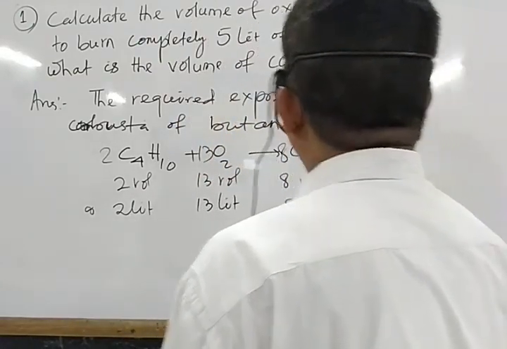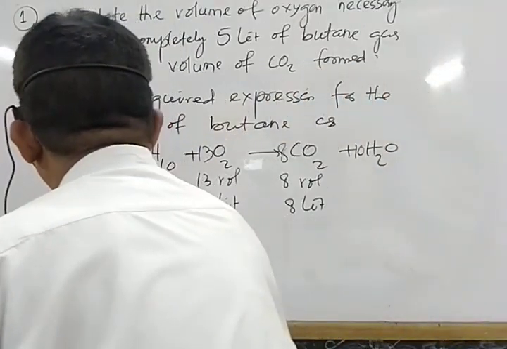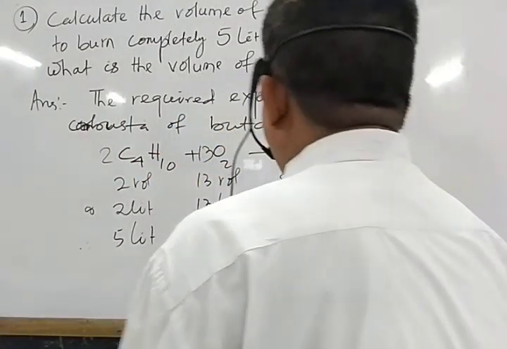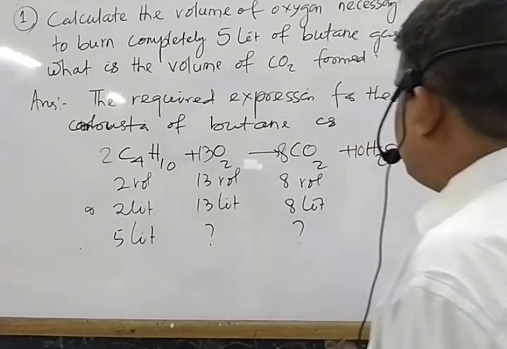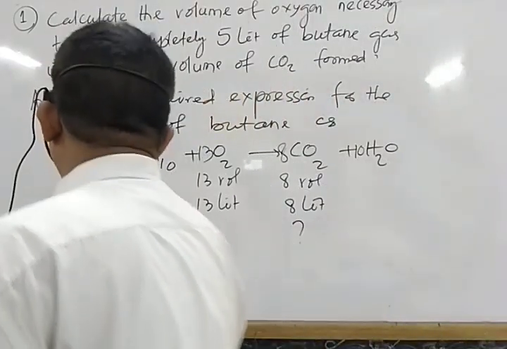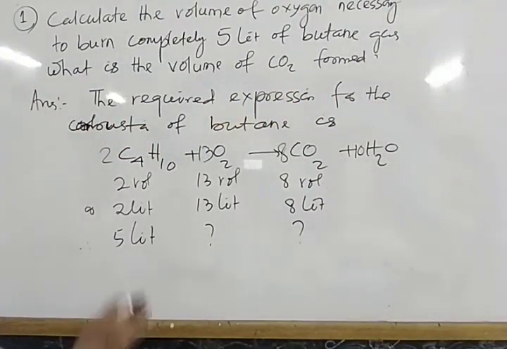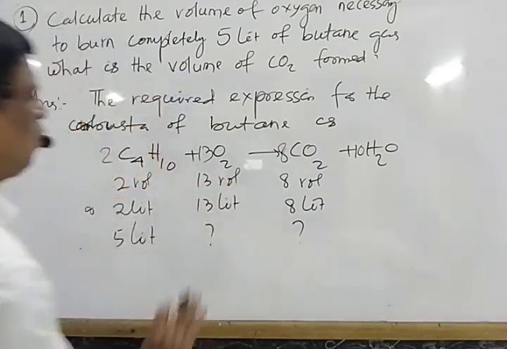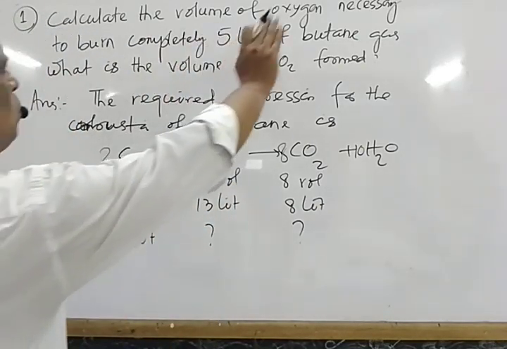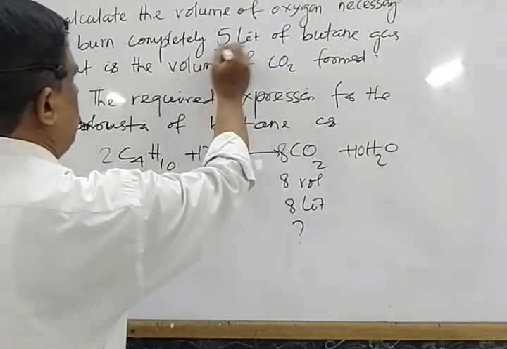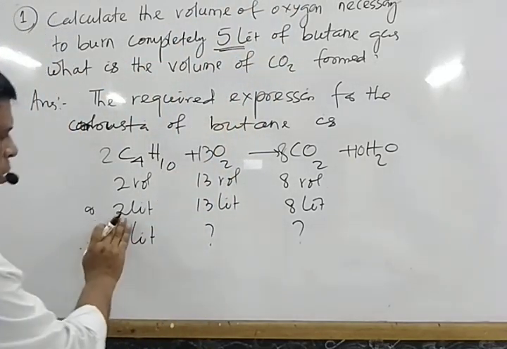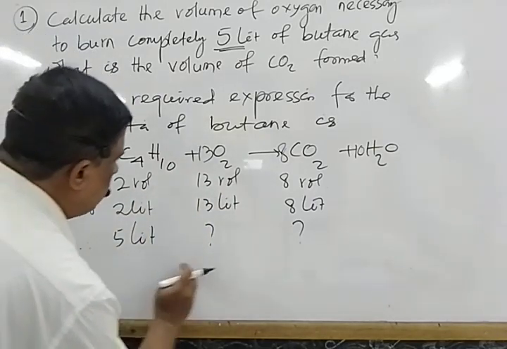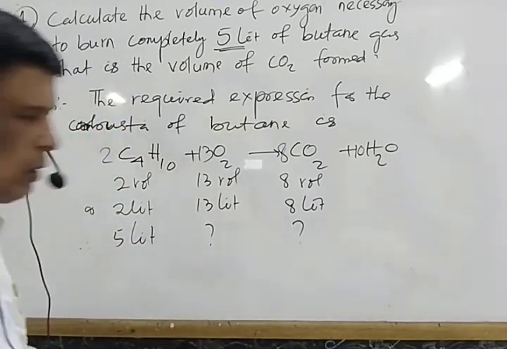Then according to the question, 5 liter of butane. Therefore, 5 liter of butane requires what amount of oxygen and produces what amount of carbon dioxide. Mark that. 2 liter of butane requires 13 liter of oxygen. Then what volume of oxygen is required for 5 liter of butane?